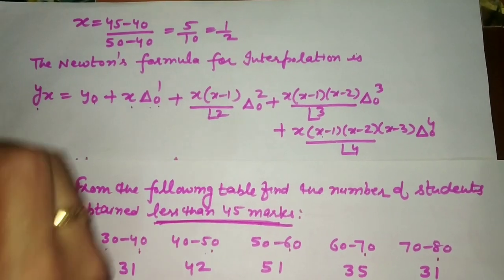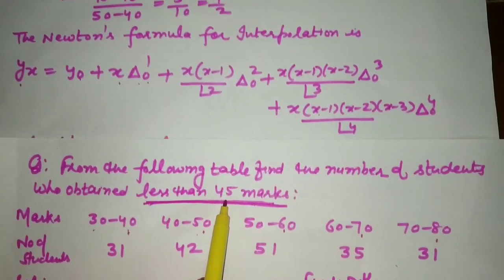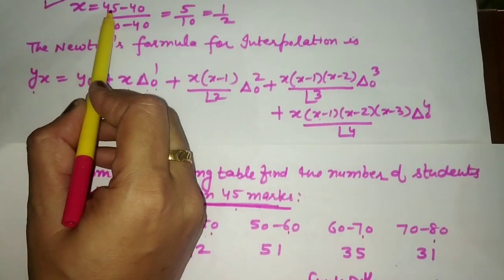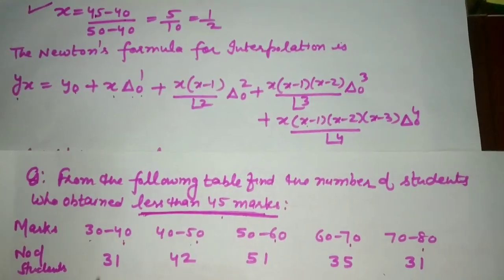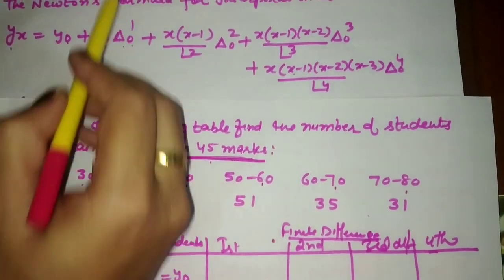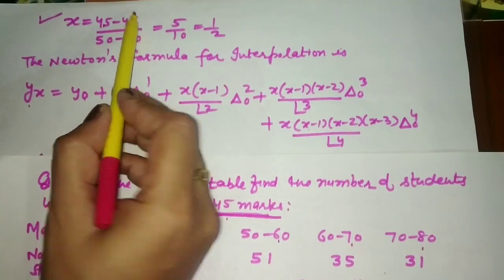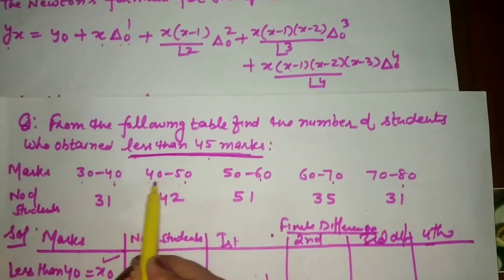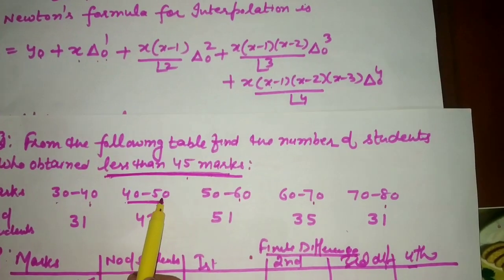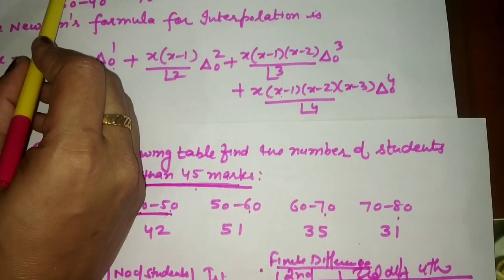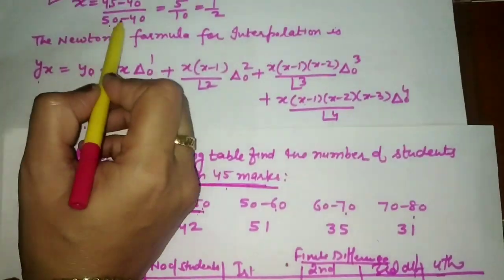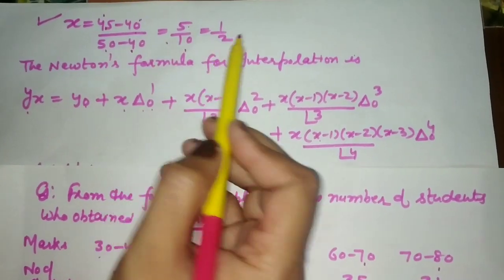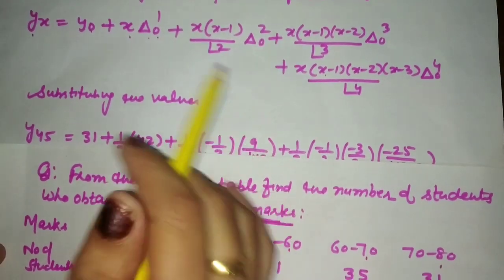So how will we calculate x? It is given in the statement: less than 45 marks. So I have put 45 minus 40, the starting value, because less than means 45 minus 40, and whenever we are talking about 40, it also includes this interval. So x is 45 minus 40 over 50 minus 40, which is 5 over 10, cutting, 1 over 2. That means 0.5.